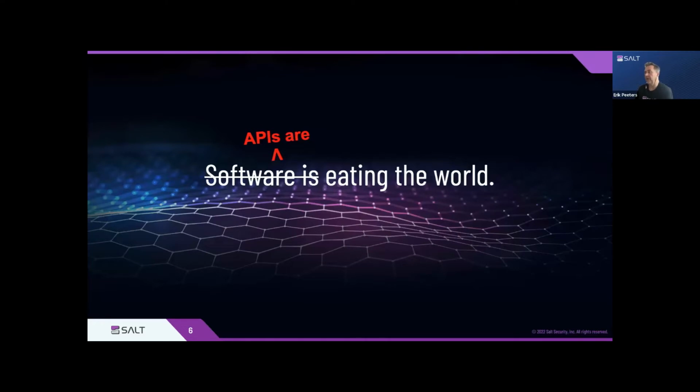So you could say that APIs are eating the world today. There was a famous saying, software is eating the world with the digital transformation. But nowadays, it's all about APIs. Around 83% of all internet traffic is actually API-based traffic.